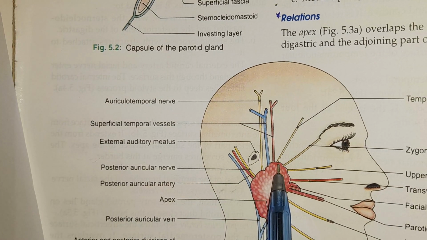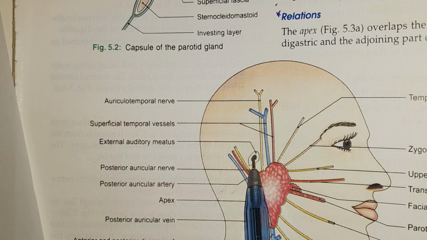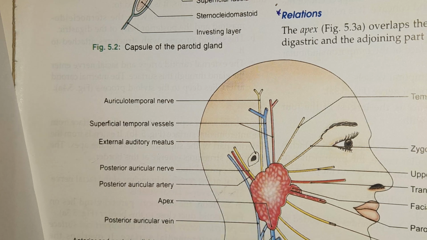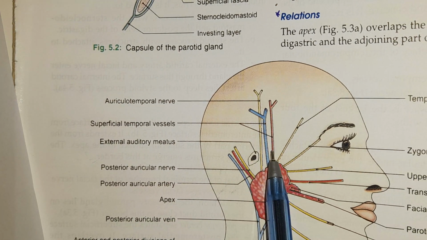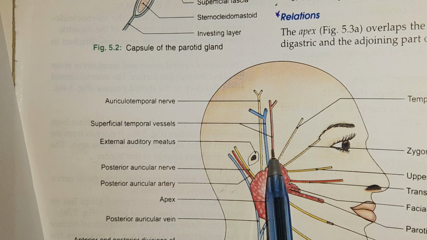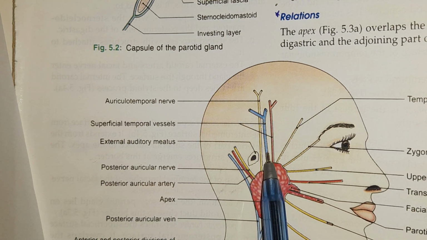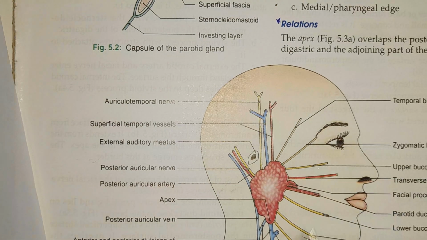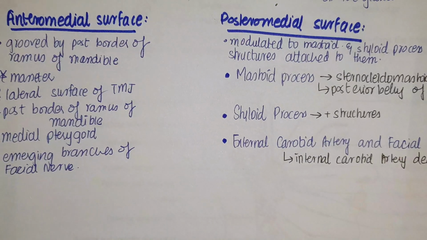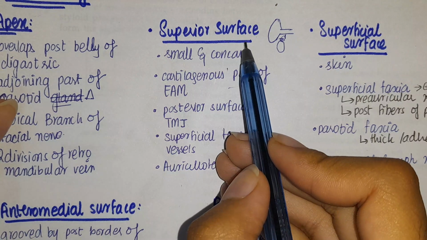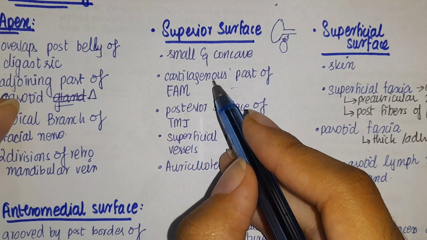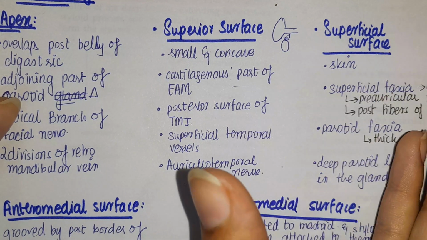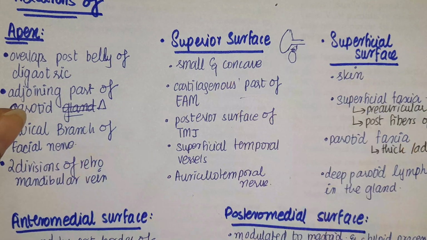So this is the superior surface, and mainly, as I told you, it was related to the external acoustic meatus. Apart from that external acoustic meatus and the temporomandibular joint, we have the superficial temporal vessels, which are the superficial temporal artery and superficial temporal vein. After that, I told you there is a nerve, that is the auriculotemporal nerve. So all the four relations of the superior surface, how it is related to two bony parts, and how the superficial temporal vessels and auriculotemporal nerve are coming out of it, all of that have been covered.